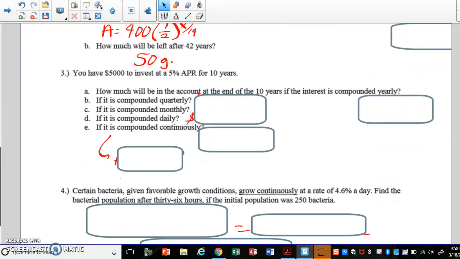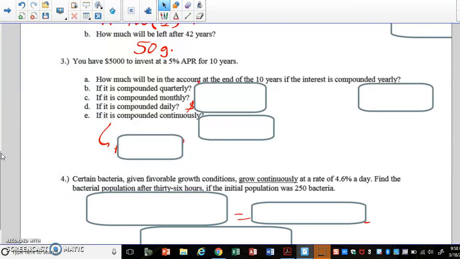Okay, number 3, you have $5,000 to invest at a 5% APR for 10 years. So how much will be in the account at the end of the 10 years if the interest is compounded yearly? So, therefore, when you plug that in, you're going to have 5,000 as your initial value. Your rate is 0.05, and you're dividing that by 1 because it's yearly. And then you're raising that to the 1 times 10. And you should get 8,144.84.